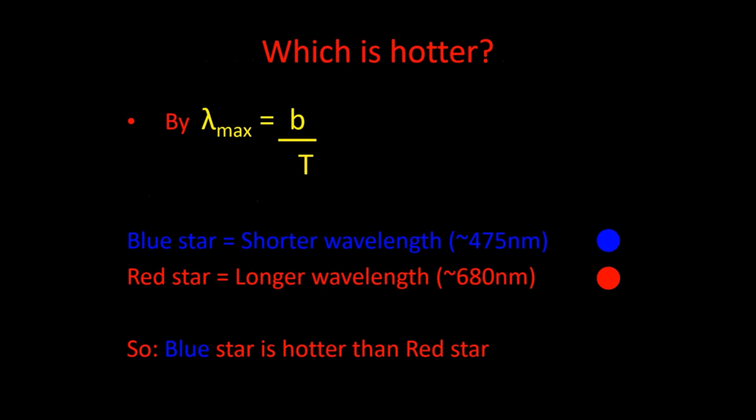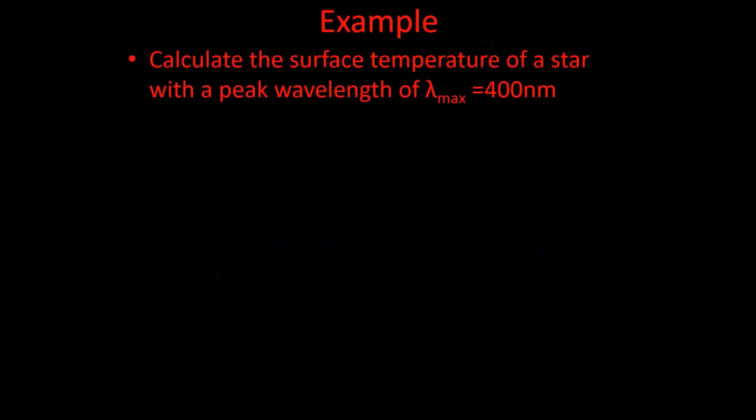So our question is, if you take something like a star, which one is hotter? Well, if we put that into this particular equation, we can rearrange and we can figure out which one is hotter. A blue star is a shorter wavelength, so it's 475 nanometers. A red star has a longer wavelength of 680 nanometers. This means a blue star is hotter than a red star.